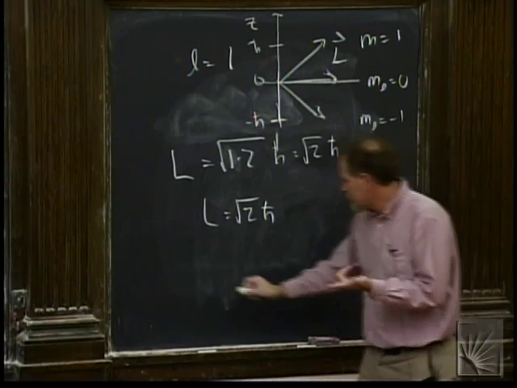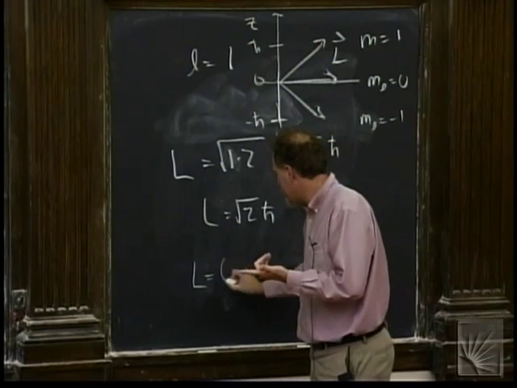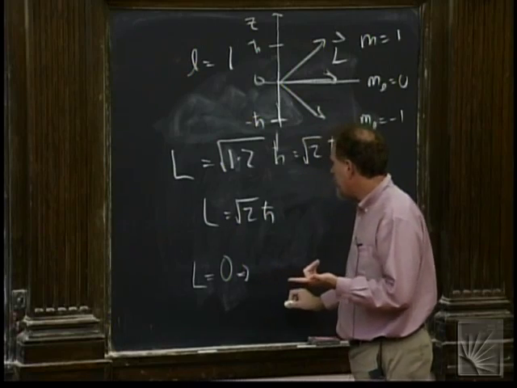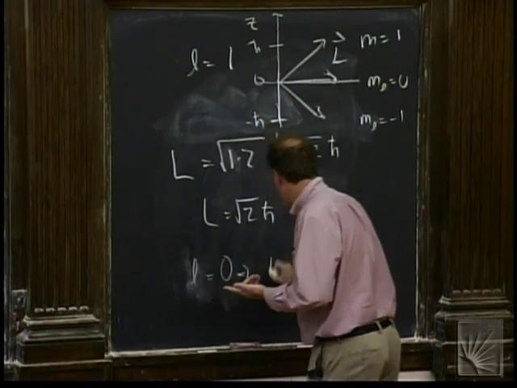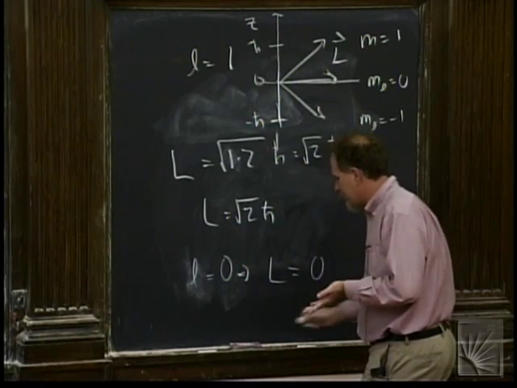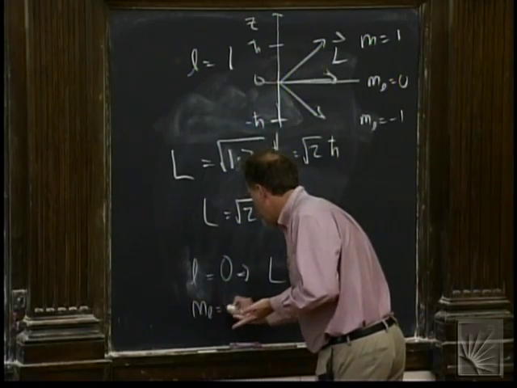Now, if it was the L equals 0 state, remember that was also allowed. Little L equals 0. This is that capital L indeed is 0, and of course M sub L is 0.